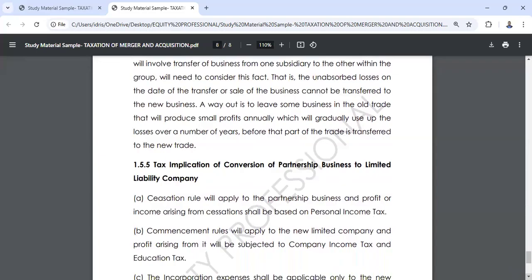Number one, commencement cessation rule will apply to the partnership business. That partnership business cessation rule will apply to them. And profits arising from the cessation is going to be subjected to what type of tax? Personal income tax, because partnership pay personal income tax. Each of the partners pay personal income tax on their share of profit or any income accrued to them from the partnership business.